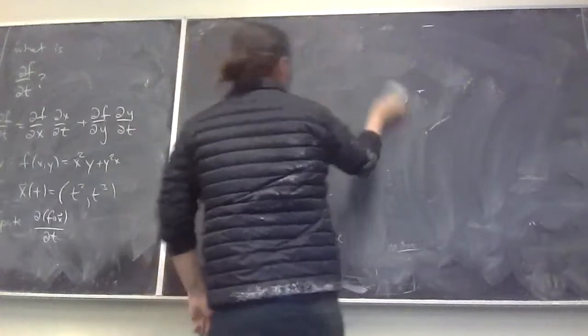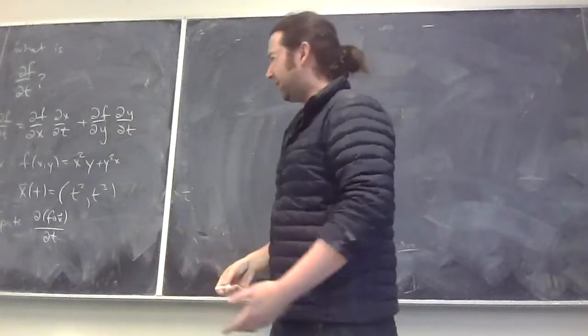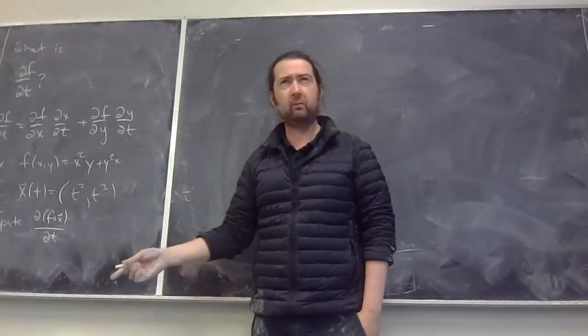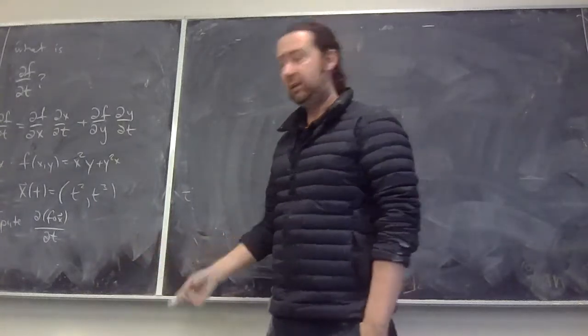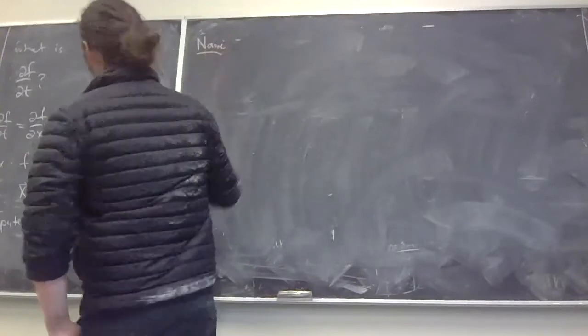So again, this is just reminding you guys how this works, because I think they cover the chain rule in 241. If anybody remembers this, you've seen this before probably. So the sort of naive way to do this is just to plug it in, right?